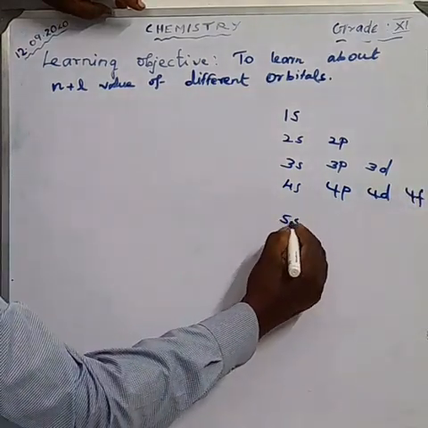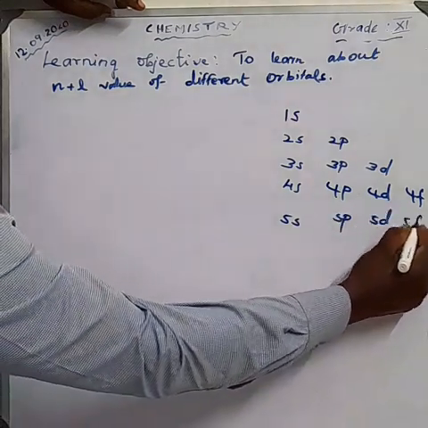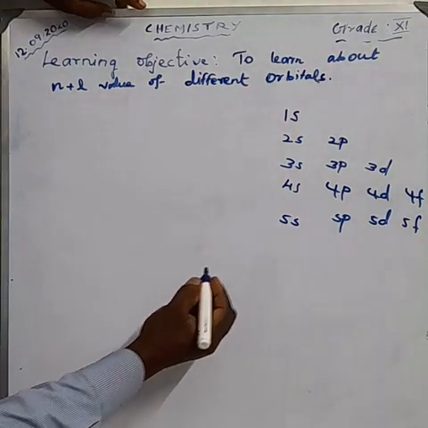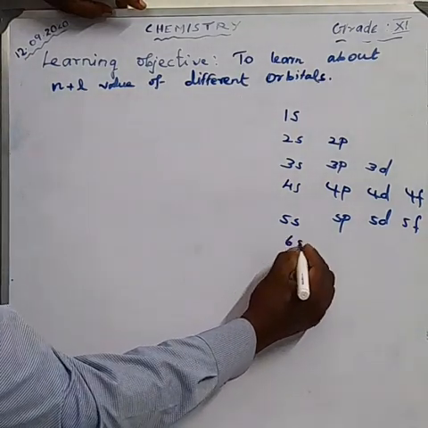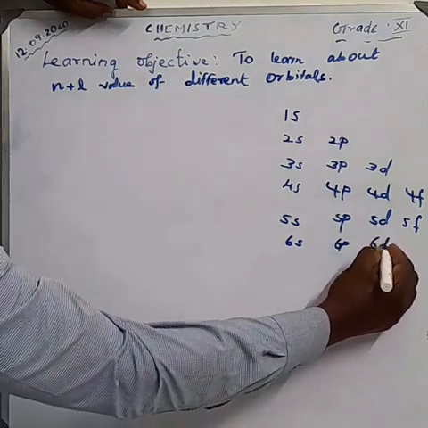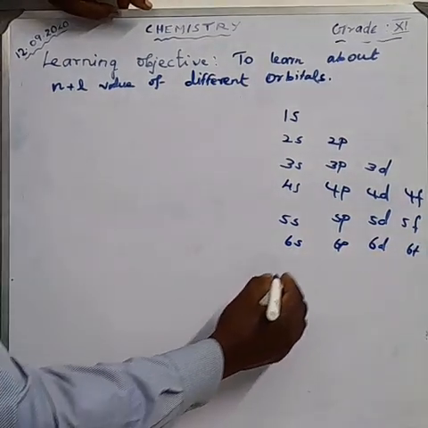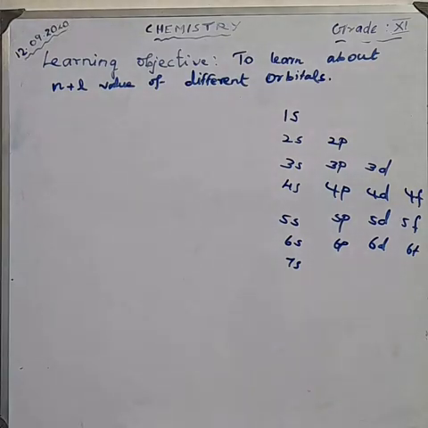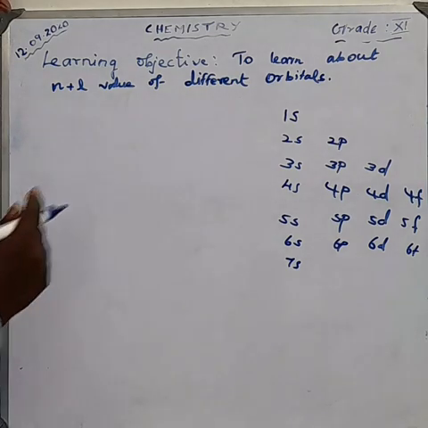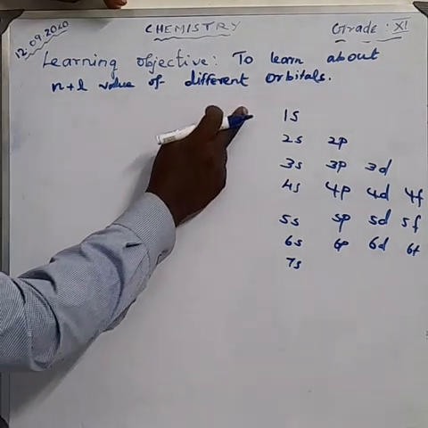5s, 5p, 5d, 5f, 6s, 6p, 6d, 6f, etc. So, what is the meaning of this order?